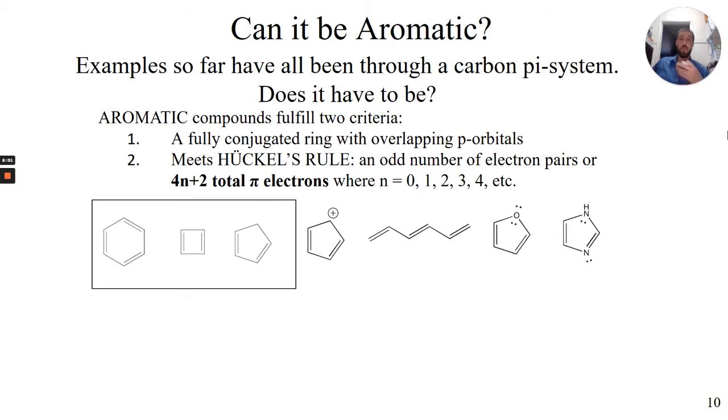All of the examples that you've seen so far have really been through a carbon pi system, but it doesn't have to be carbons. You can have heteroatoms in there as well, as long as it satisfies the rules. Our rules say nothing about carbon. It just says conjugated ring with p orbitals, and that we have to have the proper number of electrons.